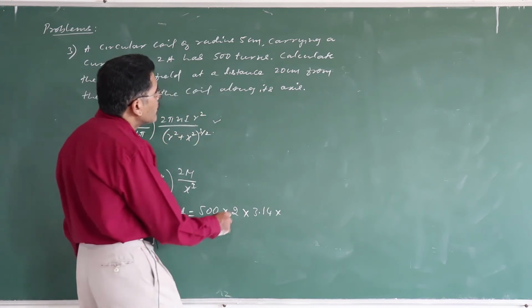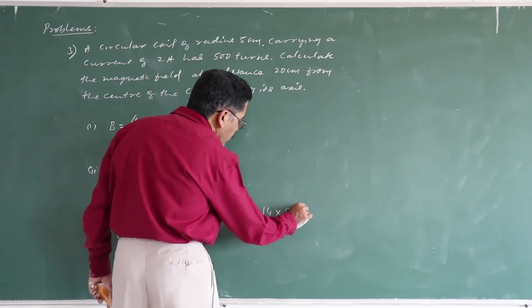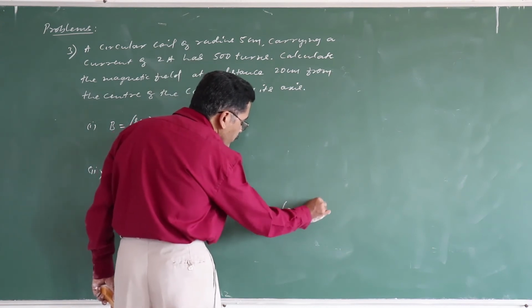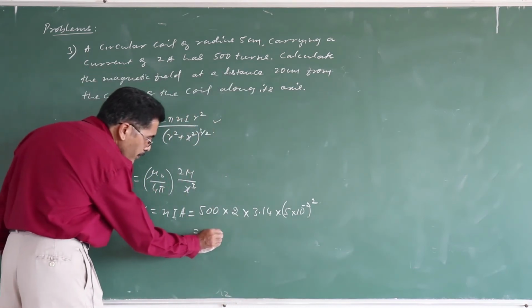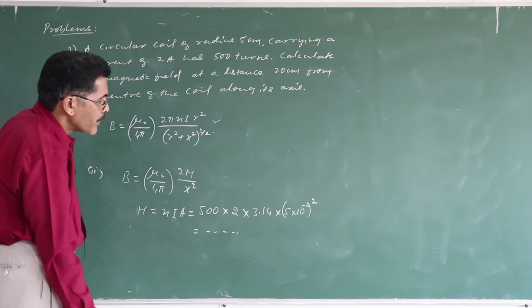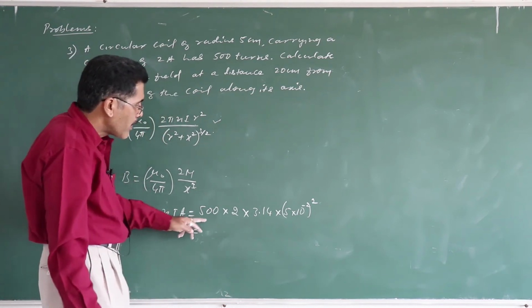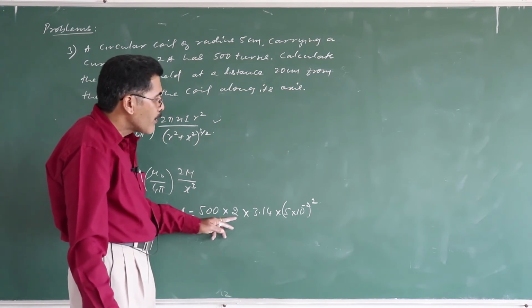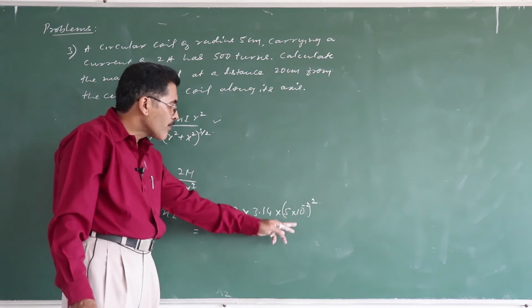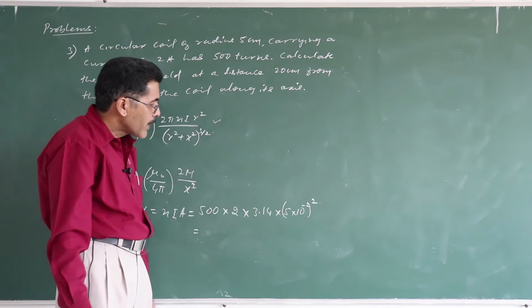R square is, radius is 5 centimeter, 5 into 10 raised to minus 2 whole square. You please substitute and find out what is m. See, this is equal to how much? This is 500 into 2. So you will get 1000. This is 10 raised to minus 4. What remains? 10 raised to minus 1 remains, 2.5.